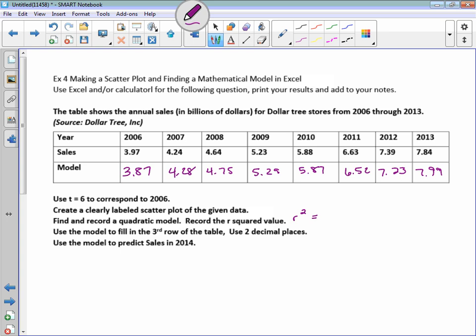Oh, the R squared, sorry. I was doing the first one. 0.9939. Yes. And then predicting for 2014, what'd you say? 8.82. Okay, so 8.8. Okay.